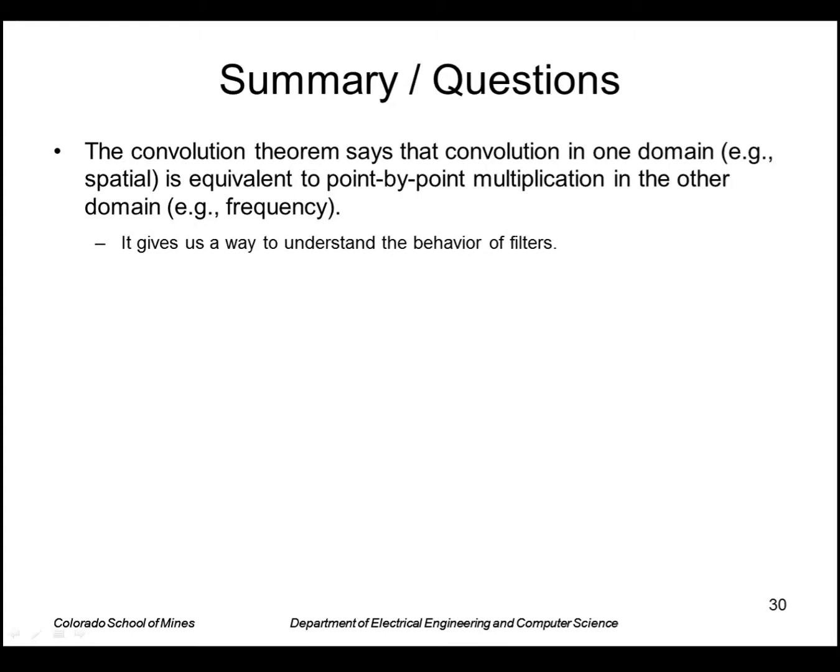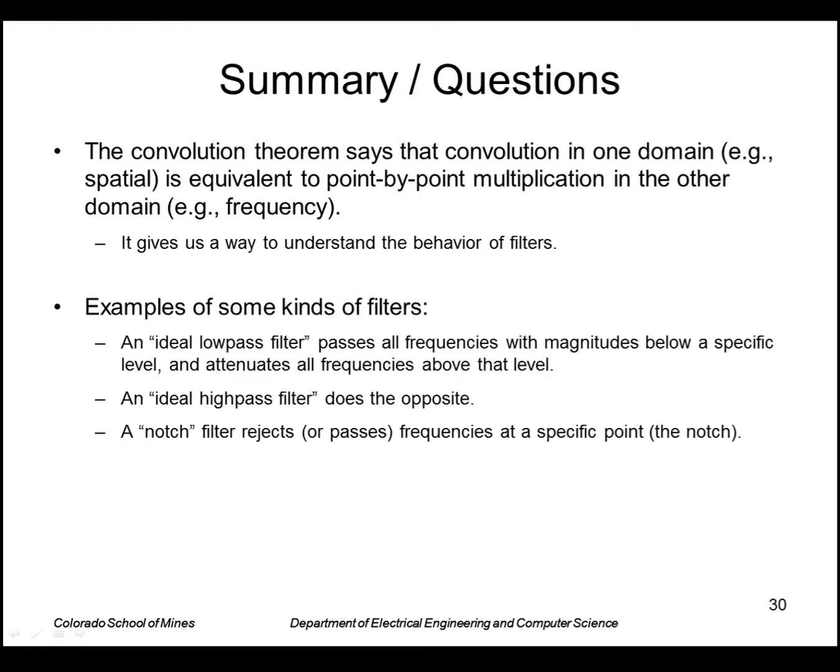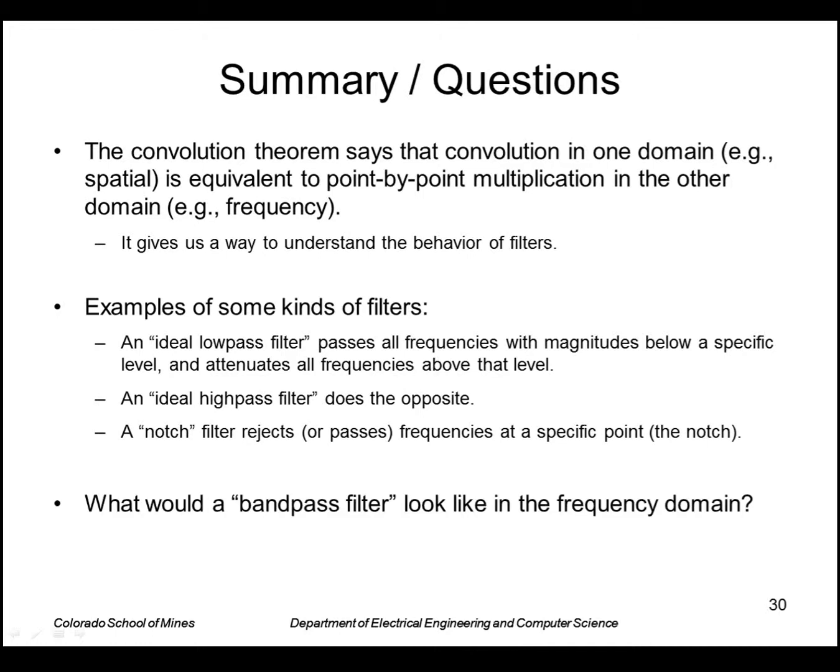In summary, the convolution theorem says that convolution in one domain, for example the spatial domain, is equivalent to point-by-point multiplication in the other domain, for example frequency. It gives us a way to understand the behavior of filters. Examples of some kinds of filters: an ideal low-pass filter passes all frequencies with magnitudes below a specific level and attenuates all frequencies above that level. An ideal high-pass filter does the opposite. A notch filter rejects or passes frequencies at a specific point, namely the notch. What would a bandpass filter look like in the frequency domain?